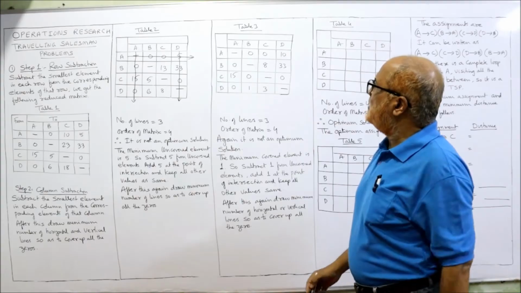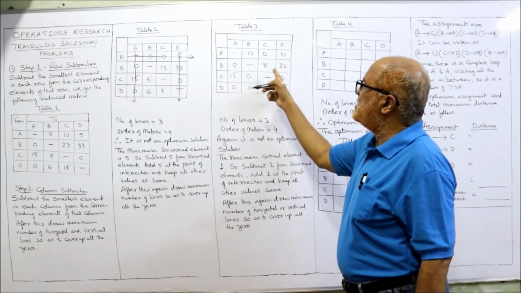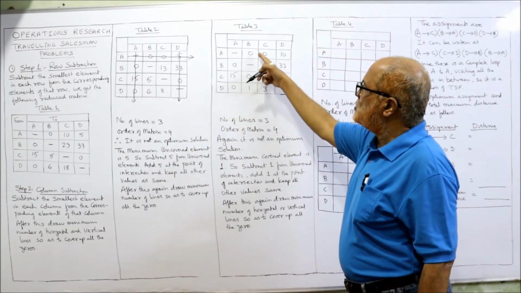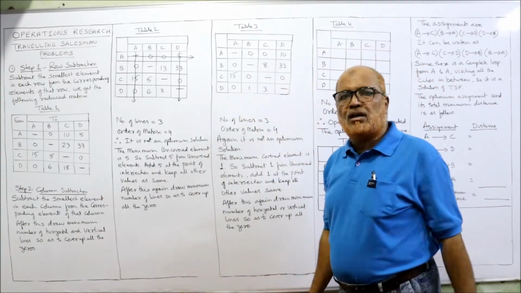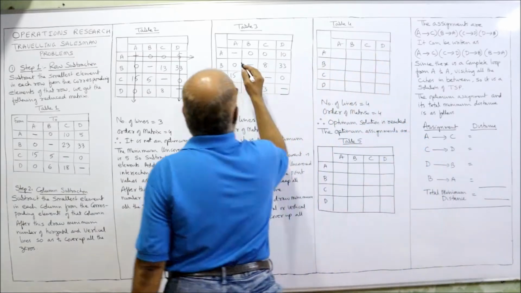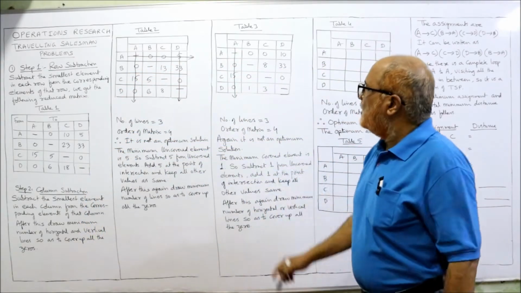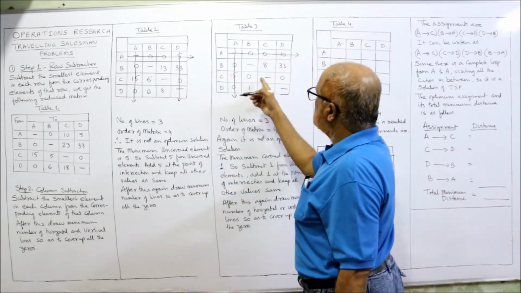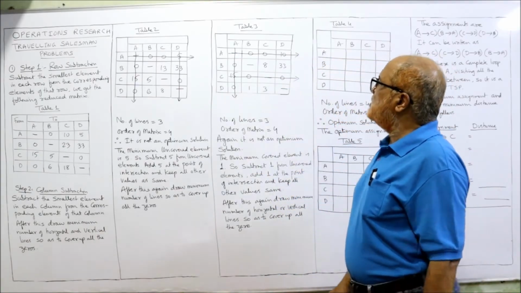So how many lines? See here, 2 zeros are there in the row. Here 1 zero, 2 zeros, 1 zero. So a maximum of 2 zeros. Column wise, 2 zeros, 2 zeros, 1 zero, 1 zero. So a maximum of 2 zeros we can cover in a single line, vertically as well as horizontally. This vertical line I am drawing, 2 zeros are covered. This is a horizontal line, 2 zeros are covered. This is also a horizontal line, 2 zeros are covered. So all the zeros are covered.